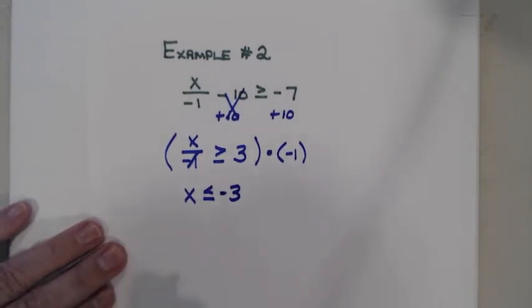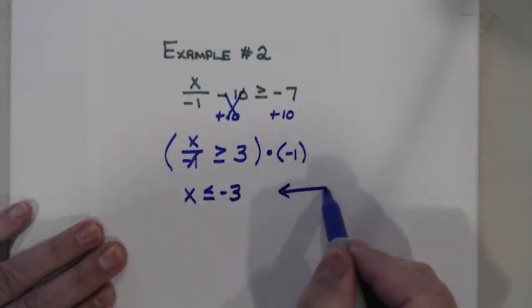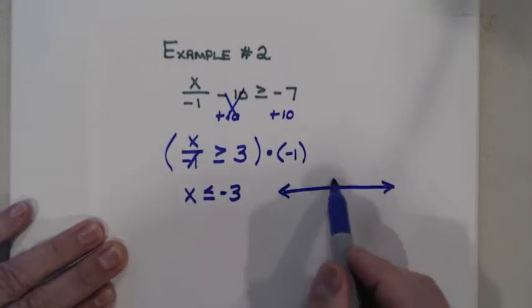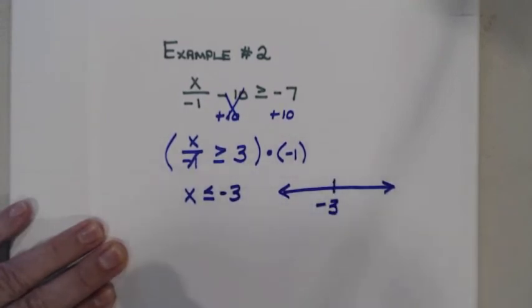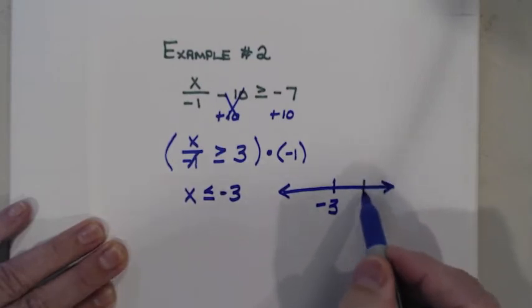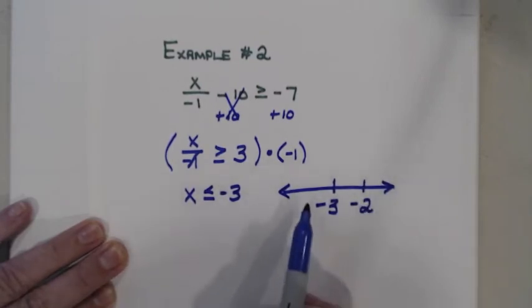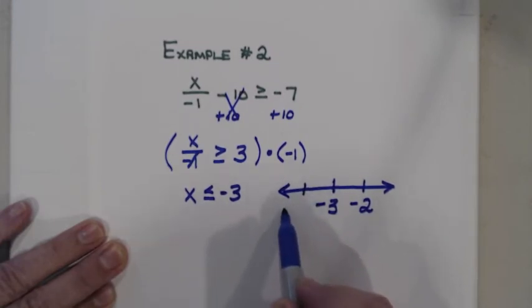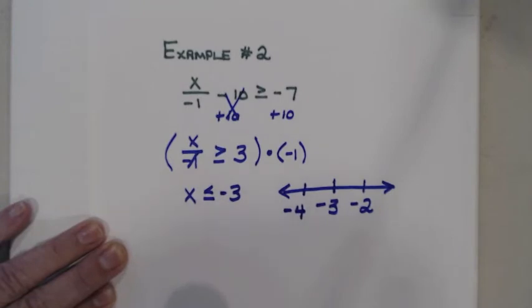I need to graph this. Draw a number line. This is the number I put in the middle of my number line. Negative 3. Numbers on this side are bigger. What's bigger than negative 3? Negative 2. Numbers on this side are smaller than negative 3. Smaller than negative 3? Negative 4.